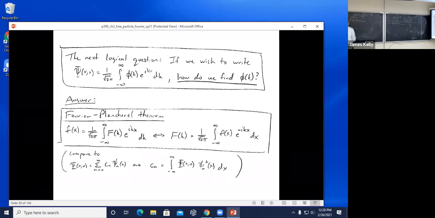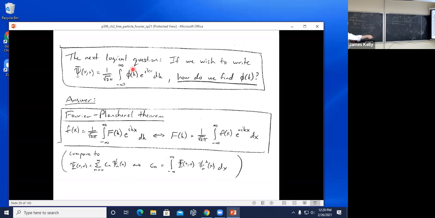What did we find out in the discrete case? We found out that if I want to write psi at time t equals 0 as a linear combination of the psi n's, the Cn's were an integral of psi of x0 times psi n star. And you're seeing a very similar formula here.